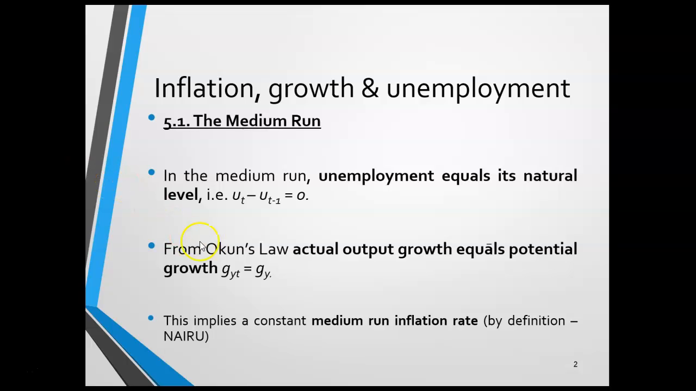In practice, one can estimate potential growth this way, although economists typically don't do it that way. We'll come back to this relationship later. Finally, the modified Phillips curve implies that inflation needs to be constant. This, of course, is true by definition. The natural rate is the unemployment rate for which inflation is neither accelerating nor decelerating. That implies inflation is constant.